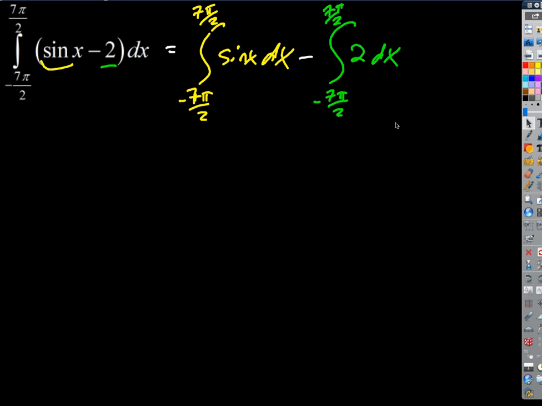Okay, so just a couple examples that we didn't get to yesterday. So we were looking at this definite integral, right? We're adding up the area under, and the integrand has two parts to it. Sine x minus 2, so we're looking at the area under that curve from negative 7/2 pi to positive 7/2 pi.